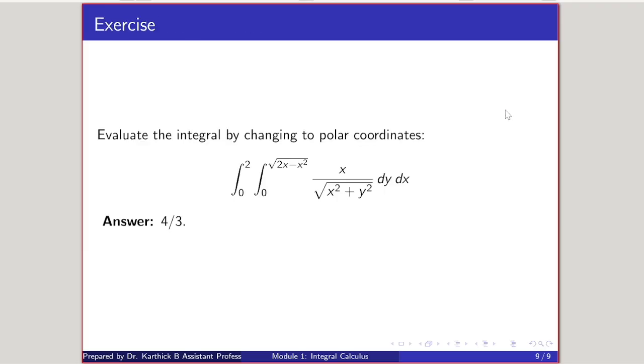On the next slide, I am giving an exercise, a similar problem. We want to change the Cartesian coordinates to polar coordinates, and here we substitute x equal to r cos theta and y equal to r sin theta, and dx dy becomes r dr d theta. By using this substitution, you can evaluate this. You just follow those steps, and finally you will get the answer 4 by 3.